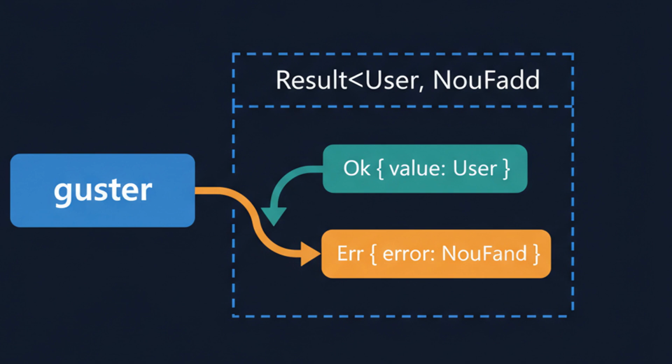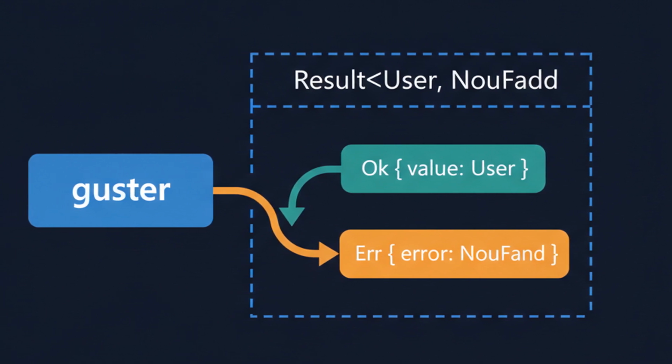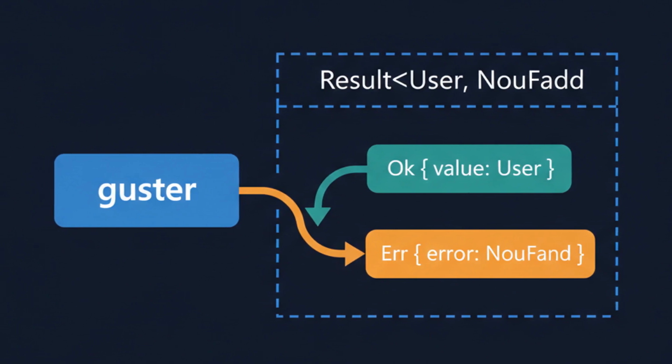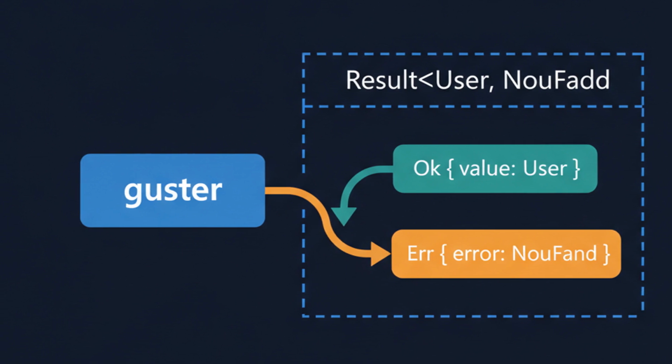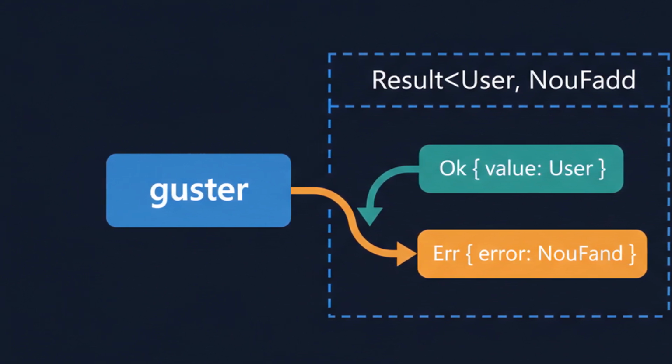The fix is a mindset shift borrowed from languages like Rust and Go. Treat errors as values, not exceptions. Instead of throwing, we return a result that can be one of two shapes: success or failure. The caller has to look inside the box before using the value. Suddenly, the error is right there in the type signature, impossible to ignore.